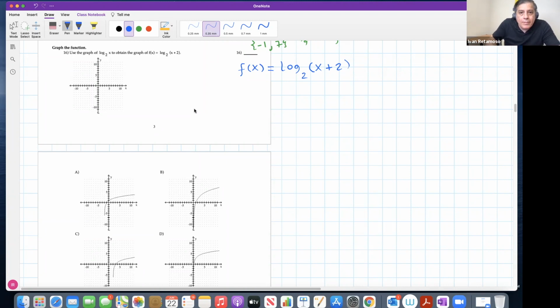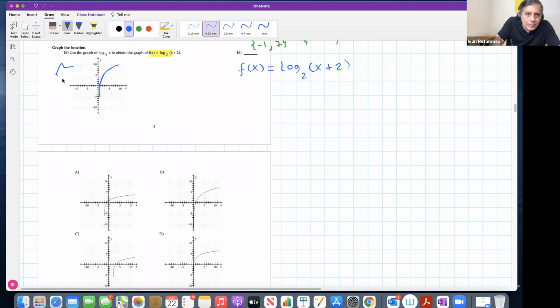Remember, start with something that you know. And something that we know is that the graph of f of x equal log base 2 of x is just this curve, and it goes through 1. It has this vertical asymptote there. But now I want you to shift this 2 units to the left.